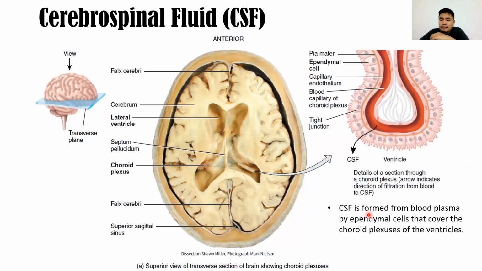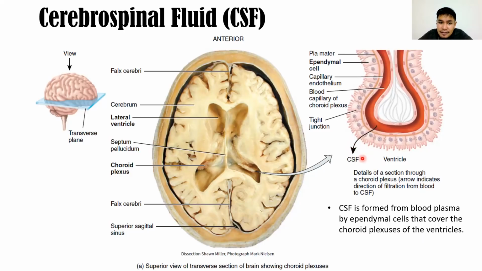The CSF is formed from blood plasma by ependymal cells that cover the choroid plexuses of the ventricles. So here are different ependymal cells. Okay, so you will see here ependymal cell. This is your blood capillary of choroid plexus. There would be filtration, no? Filtration. So here, details of section through a choroid plexus. So arrows indicate direction, no? The direction of filtration from blood to your CSF.